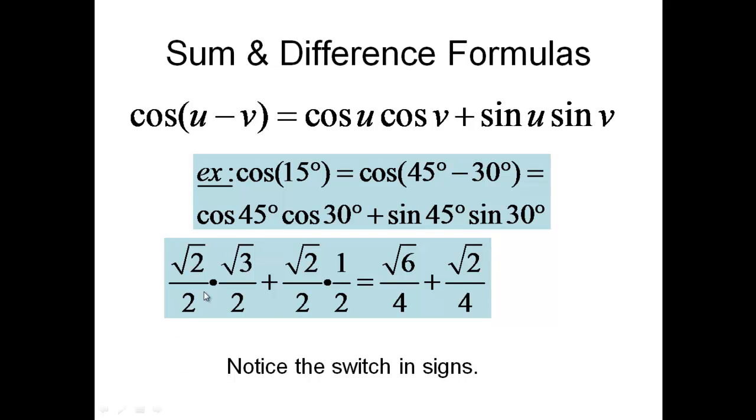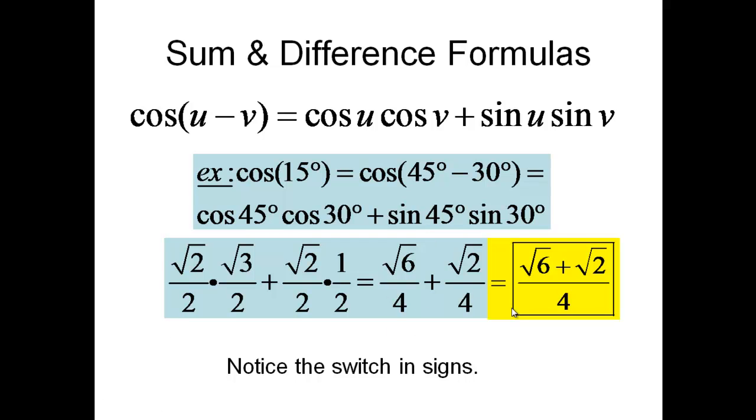So when I multiply, I notice, wow, okay, square root of 3 times square root of 2, square root of 6. 2 times 2, 4, and so forth. We have a common denominator. Let's go ahead and write them together. This would be the answer I would be looking for if I said find the exact value of the cosine of 15 degrees.